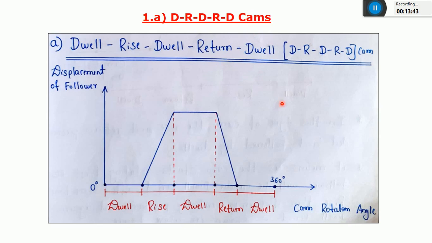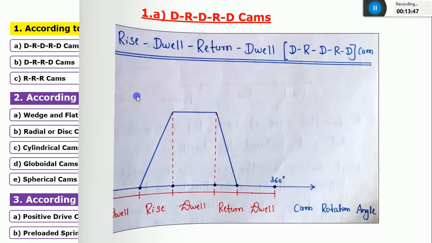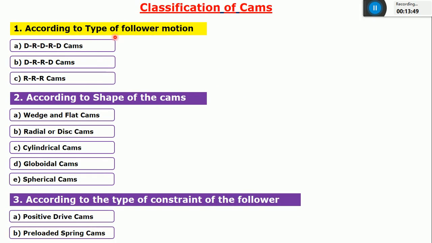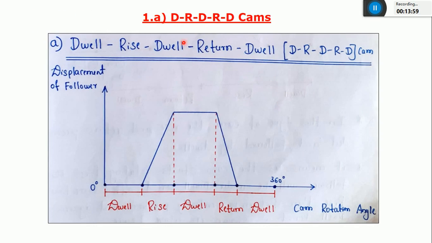So based on the type of the follower motion. Correct? You can see according to the type of follower motion, I'm considering the criteria of follower motion. Okay. So this was DRDRD. I hope this is clear. And I'll go to the next one.